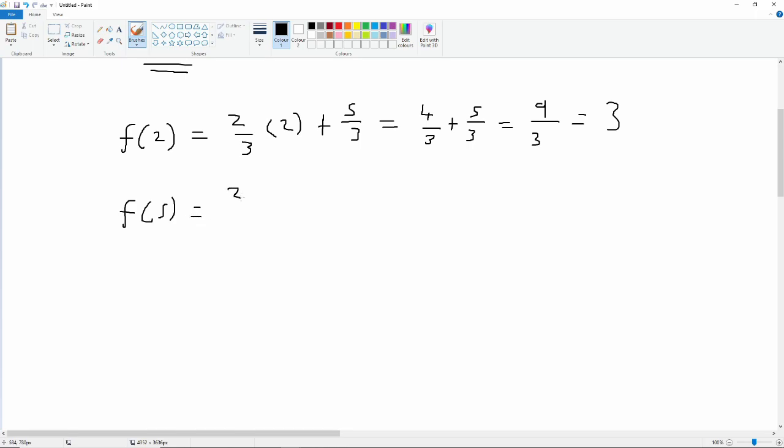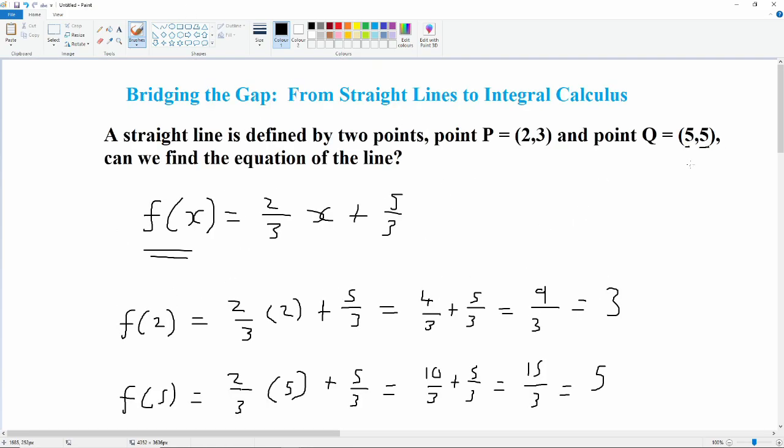Which is equal to 2 over 3 times 5 plus 5 over 3. And that's equal to 2 times 5 is 10, so that's 10 over 3 plus 5 over 3, which is equal to 15 over 3, which is equal to 5. And that's what we were hoping it would be.